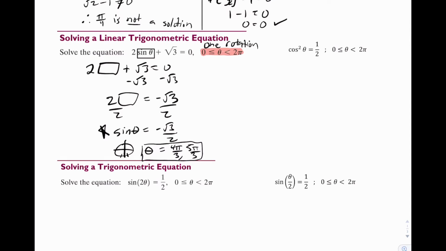Now let's try our next one. Again, notice that this restriction is there. This will be there for pretty much every problem because it has to tell you what the restriction would be. Otherwise, it'd be an infinite amount of answers. So this is one rotation again. So I'll just note that for you. Notice how it's cosine squared theta. So we're going to solve it by, of course, doing the square root.